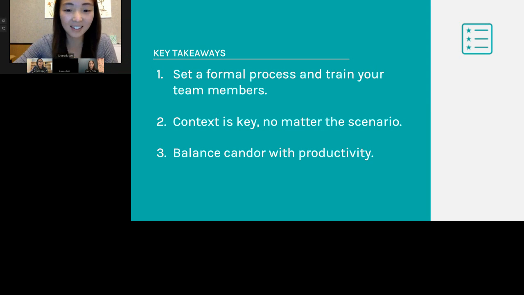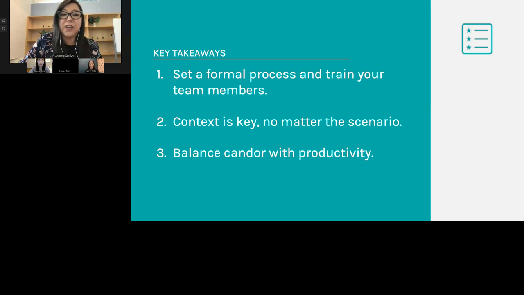All right, and then third, balance candor with productivity was our third takeaway. For candidates, being open and honest will hopefully help improve the outcome, and will hopefully keep your future candidates happier with you. For employees, we want to avoid tough conversations later and know what it takes to get to your goal, whether you're an employee or a candidate.